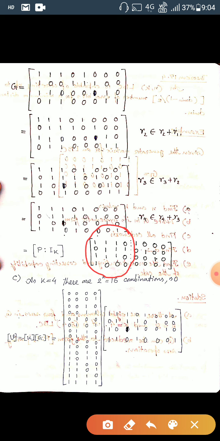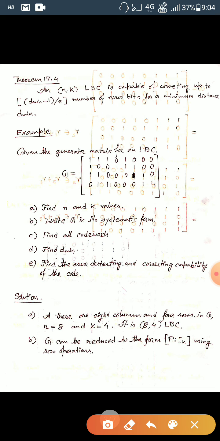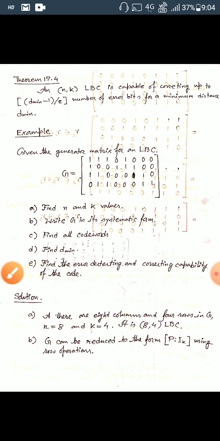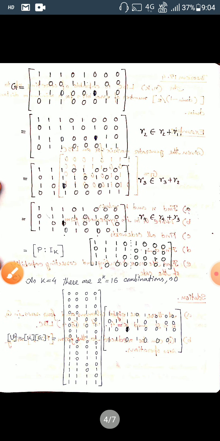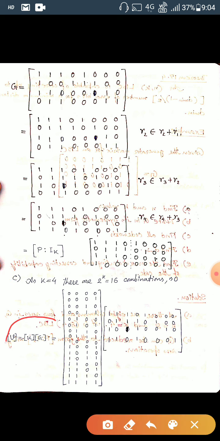Now the third question is, for the question number 3, it is given to find all the code words, or you have already done this kind of question. So what you have to do is follow this formula, V is equal to U G. U is defined as the message code.